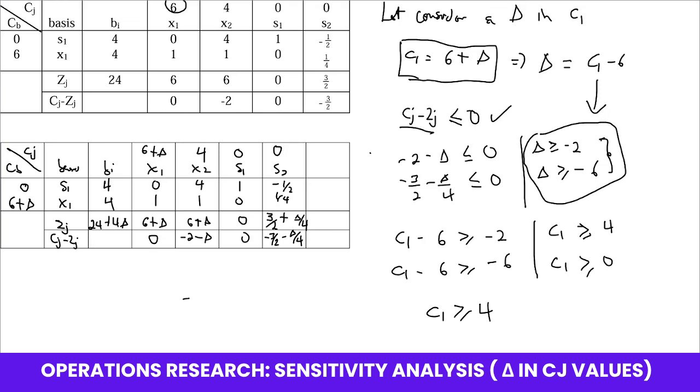Which means that the C1 value here, for the solution to be optimal, should always be greater than or equal to 4. So it should be 4 and above. If the value of C1 is 4 upwards, it means that our solution is going to be optimal. But any value of C1 less than 4 is going to make our solution not feasible or not optimal.